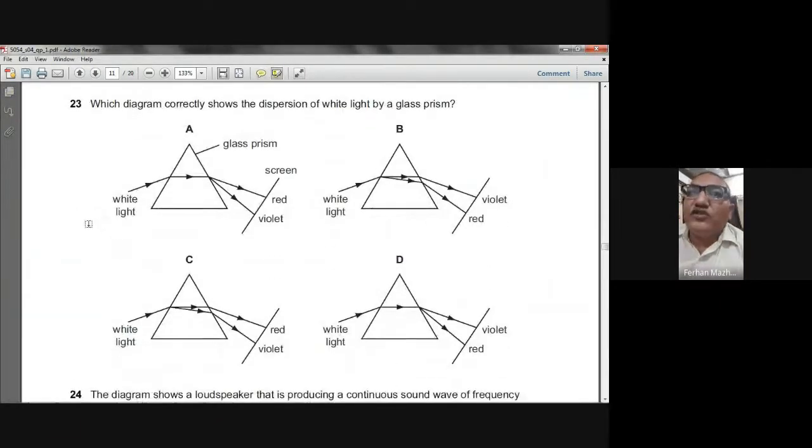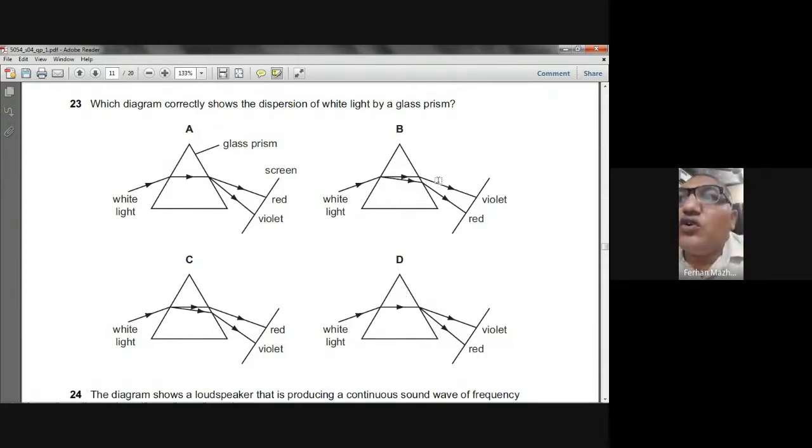The next question showing up on your screen is, which diagram correctly shows the dispersion of white light by a glass prism? You see, when the light enters the prism from the first face, there the light splits. Okay, so A and D cannot be the answers. The reason is, when the light entered here at this face, at this point, the light has not split. That's wrong. When the light enters at the first face of the prism, the light is supposed to split into its colors. So A and D are straightforwardly wrong. So B and C can be the answers.